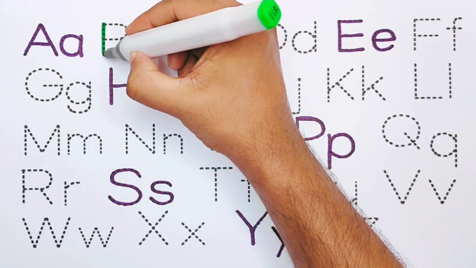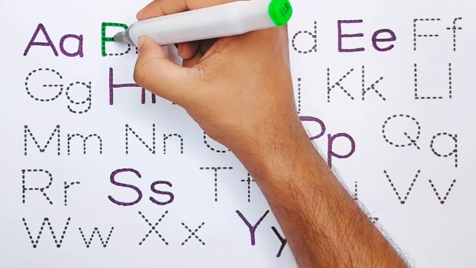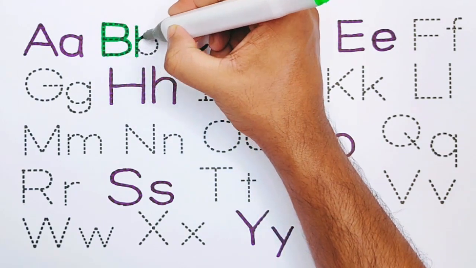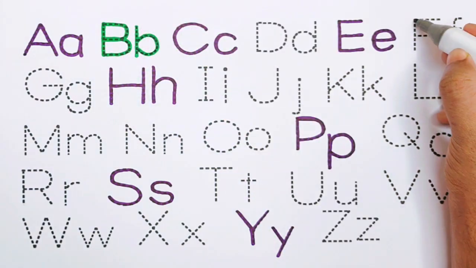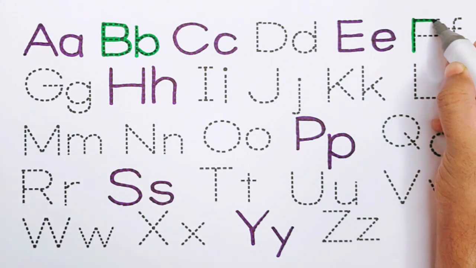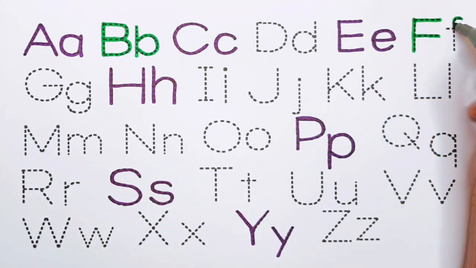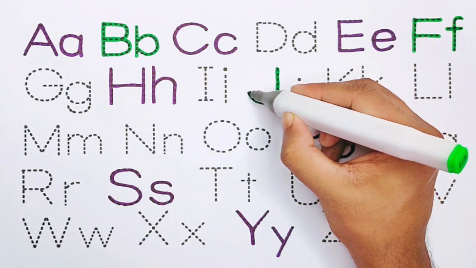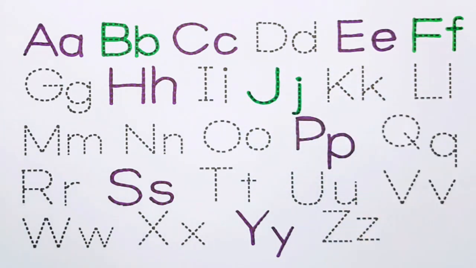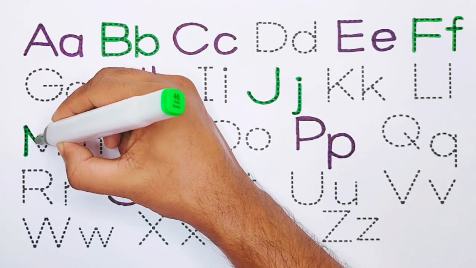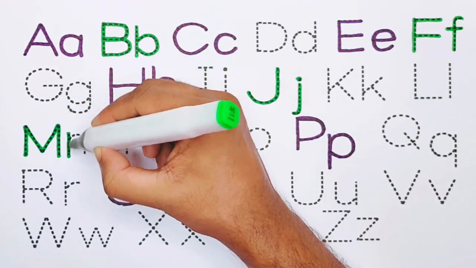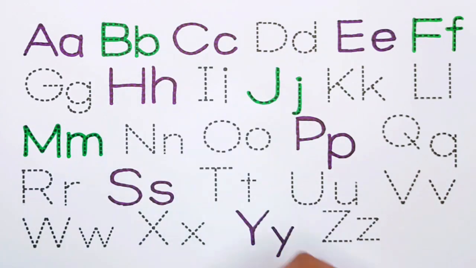B. B for butterfly. F. F for fish. J. J for jar. N. N for net.